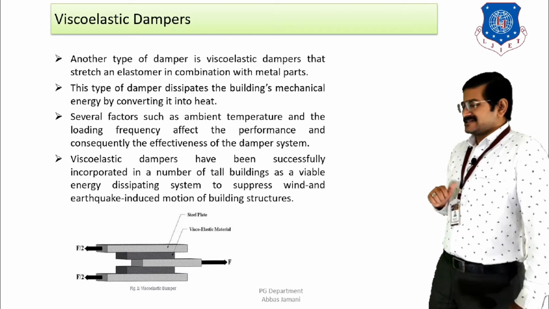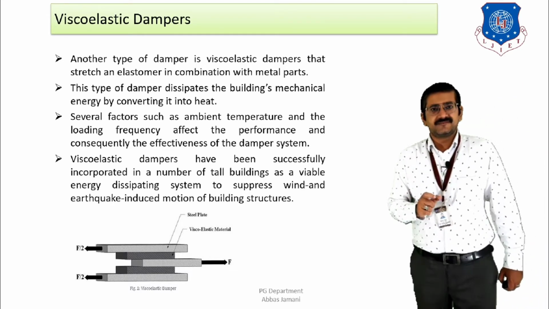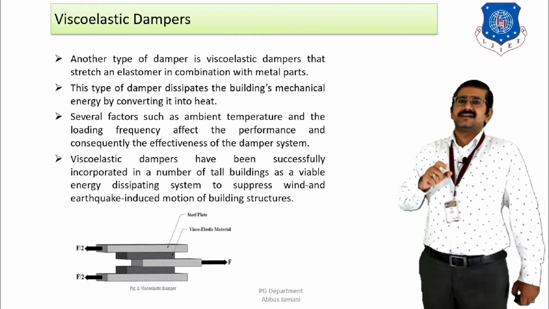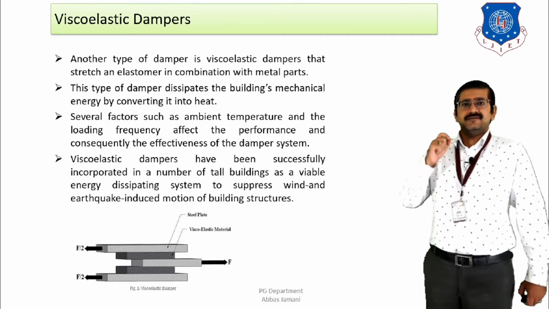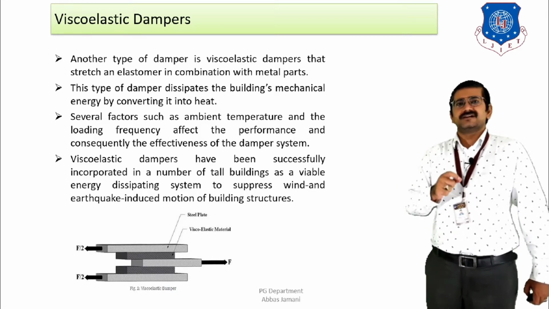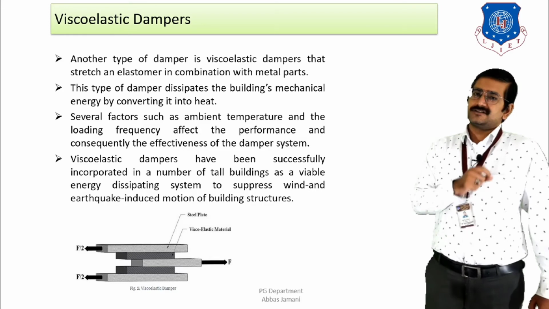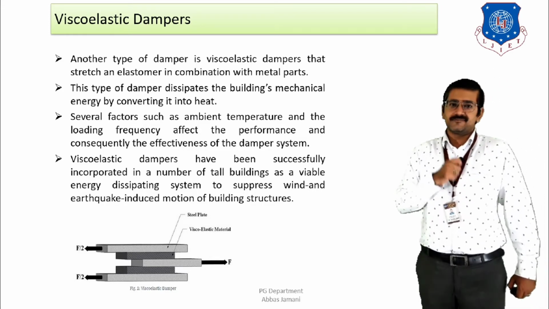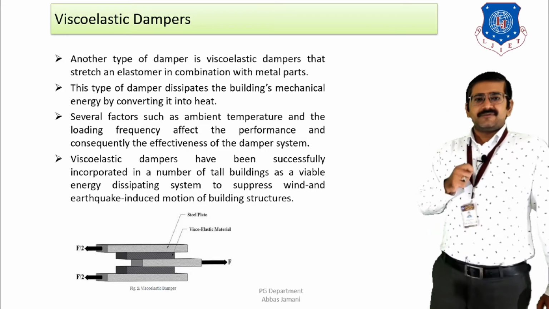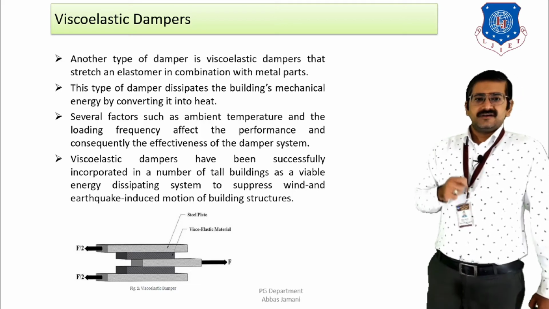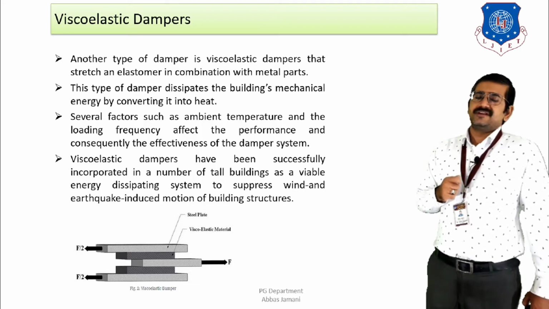Next is the viscoelastic dampers. As the name suggests, it is going to have the presence of elastic materials. That is, it is going to have either elastomer or rubber pads or lead plugs, which play a key role in the functioning of this particular type of damper. So another type of damper is a viscoelastic damper that stretches elastomers in combination with metal parts.